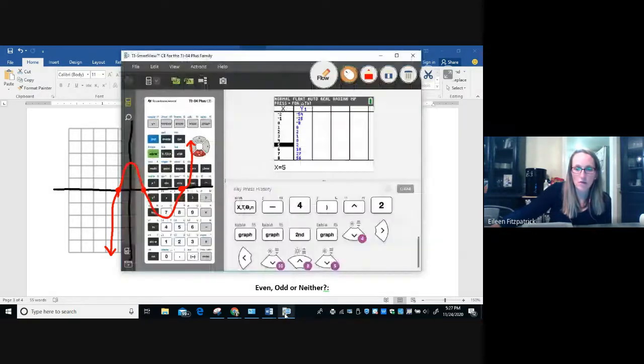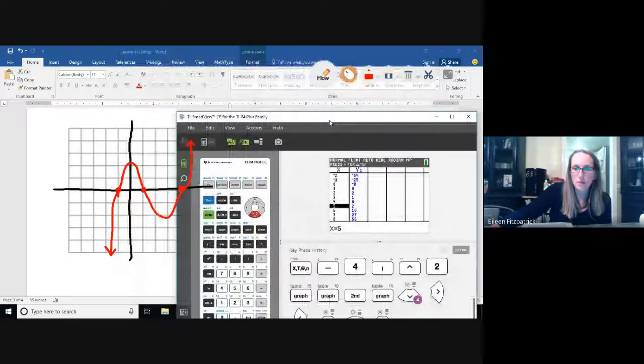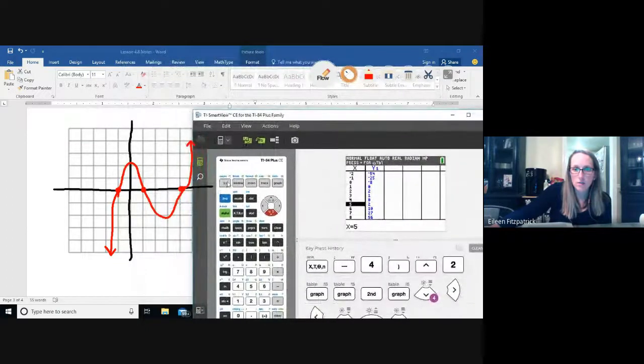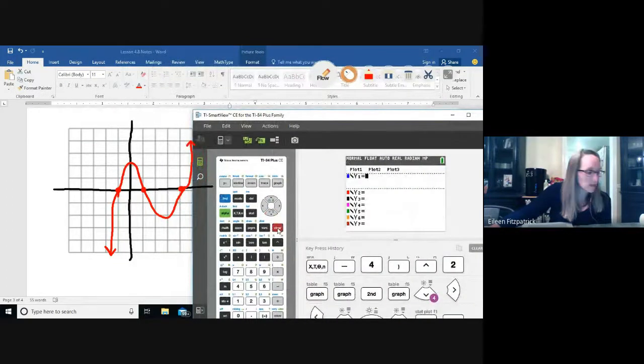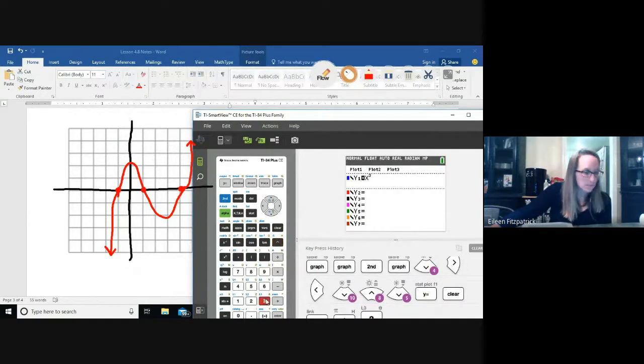So let me graph now. All right, so I'm going to hit y equals, I'm going to type the function in. So the function is x to the third minus 4x squared. Oh, I'm still up in that.